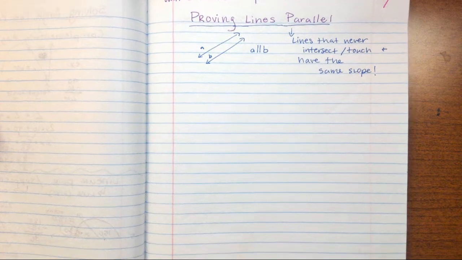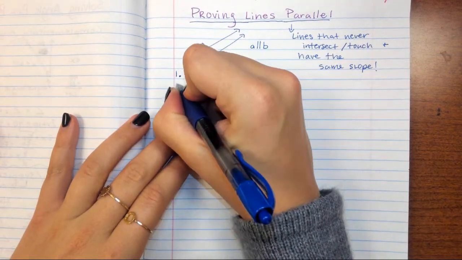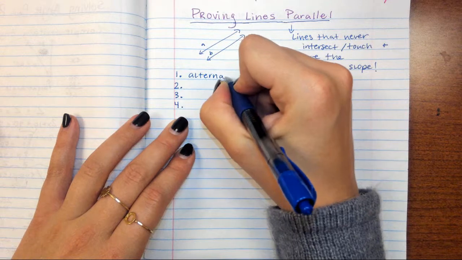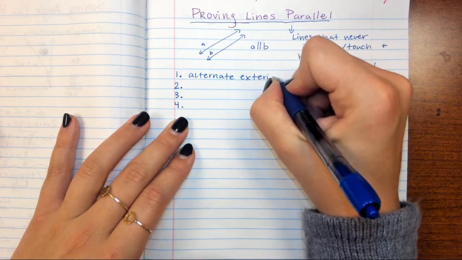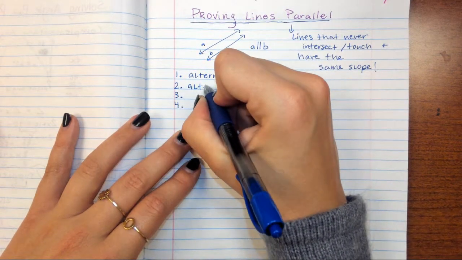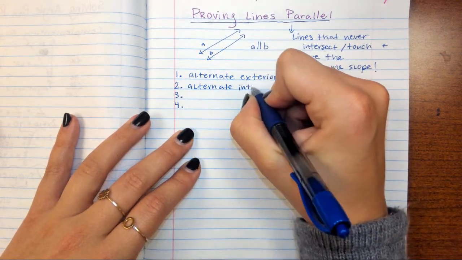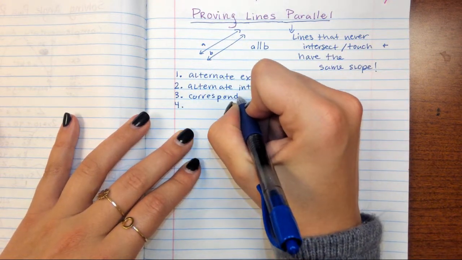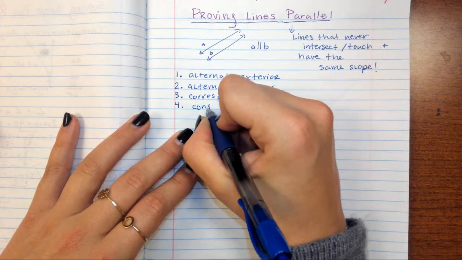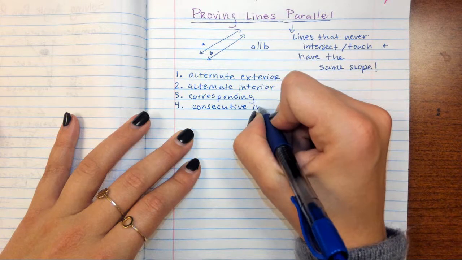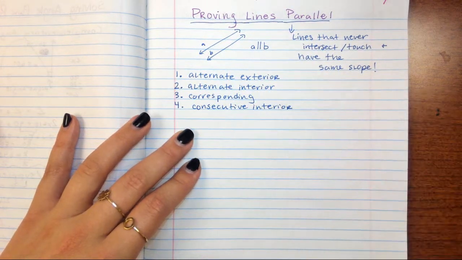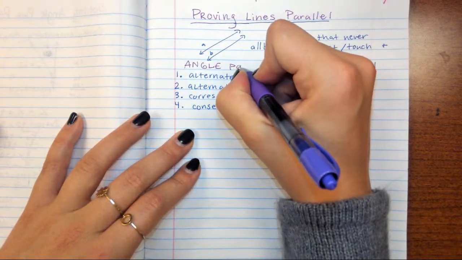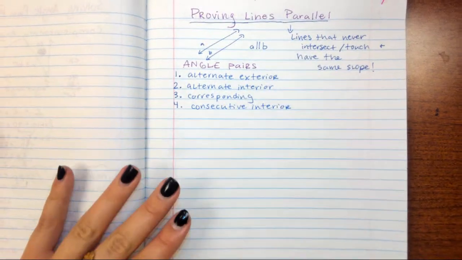Okay? So when we're proving lines parallel, there are four angle pair relationships. The first one is alternate exterior. Next one is alternate interior. The third is corresponding. And the last type is consecutive interior. Okay, and these are all angle pairs. And I'm going to go over an example of what these look like in a second.